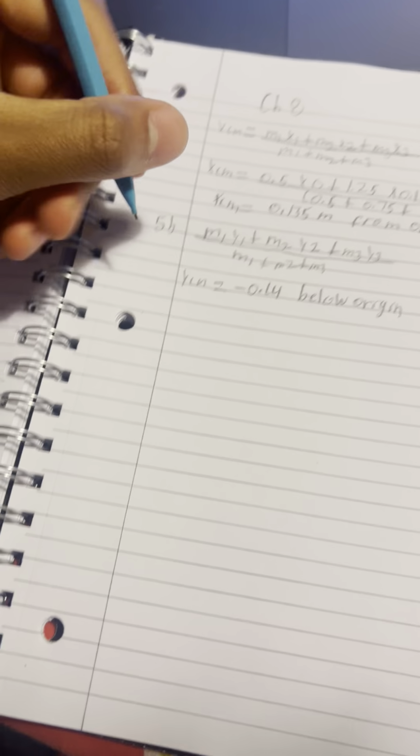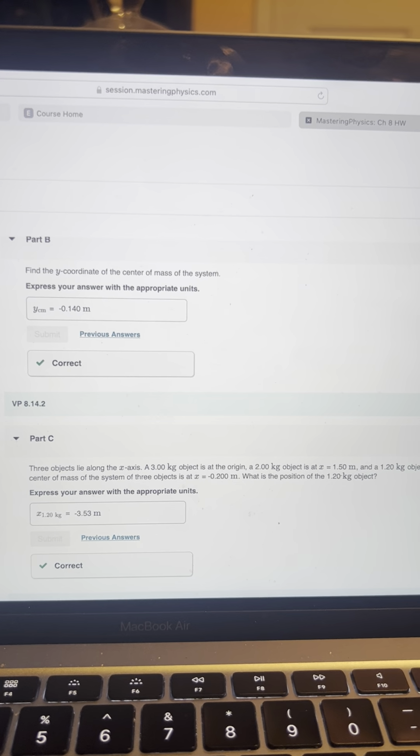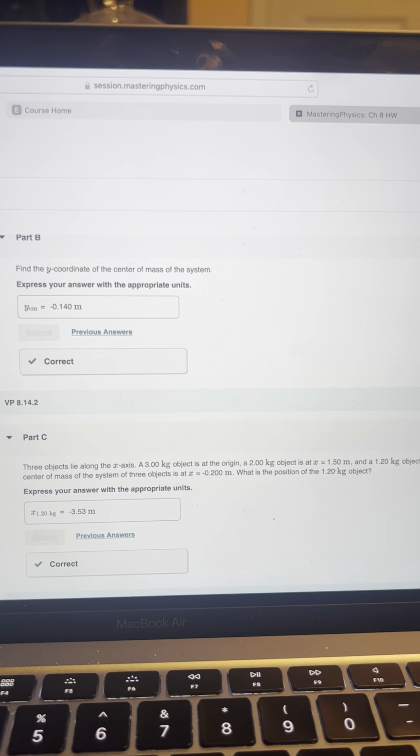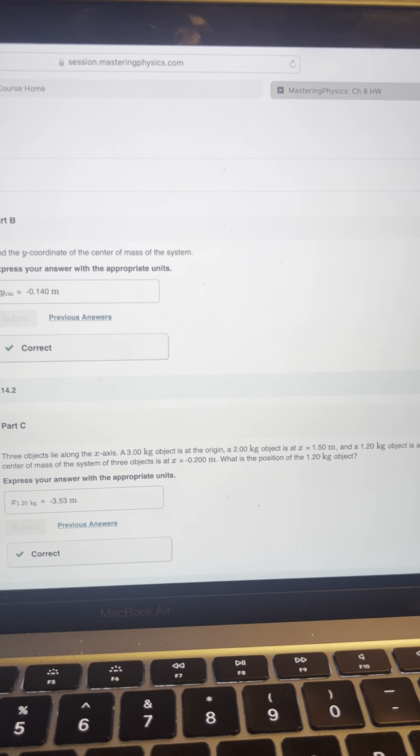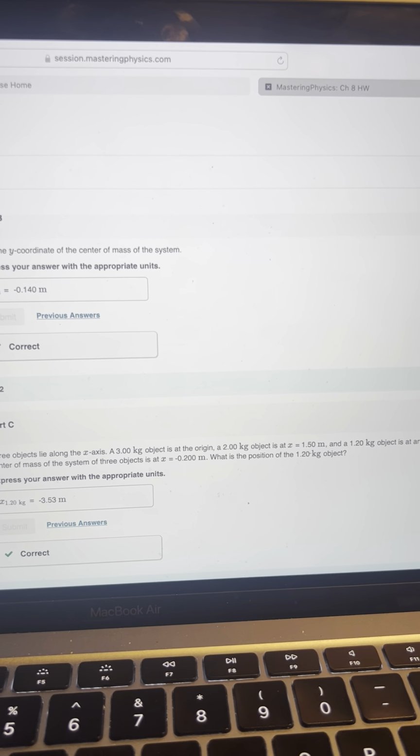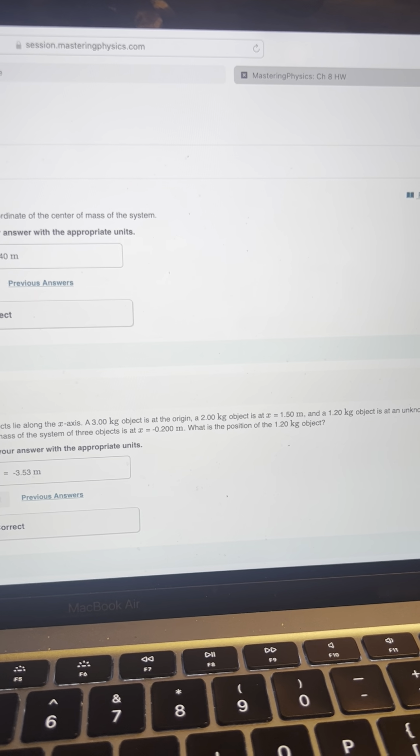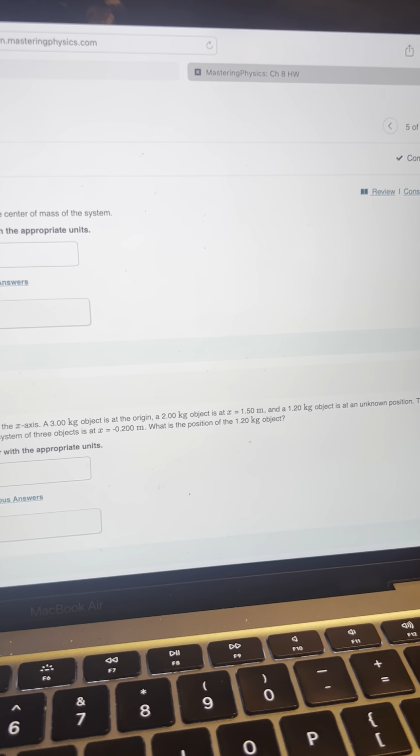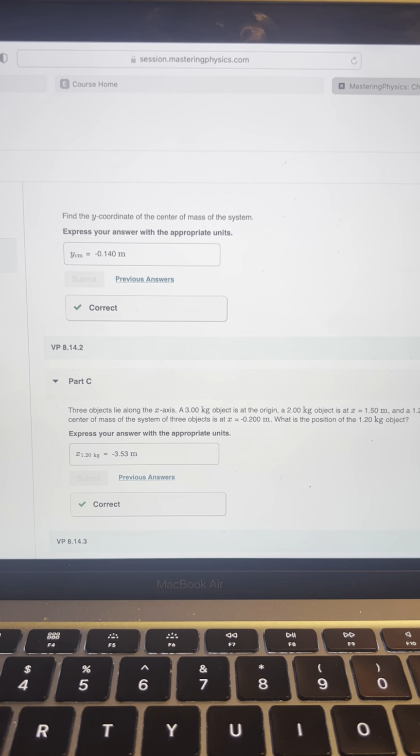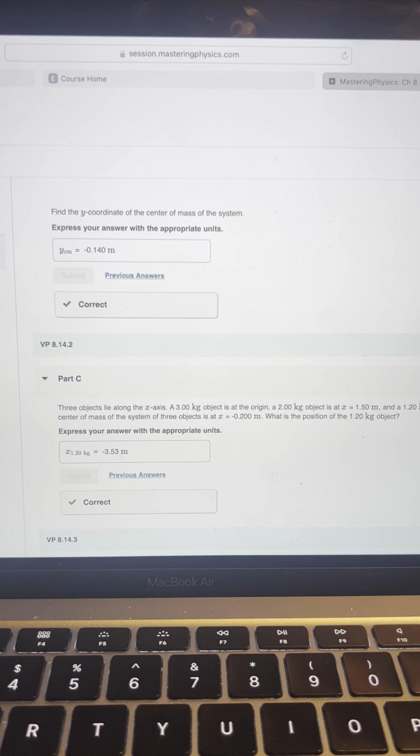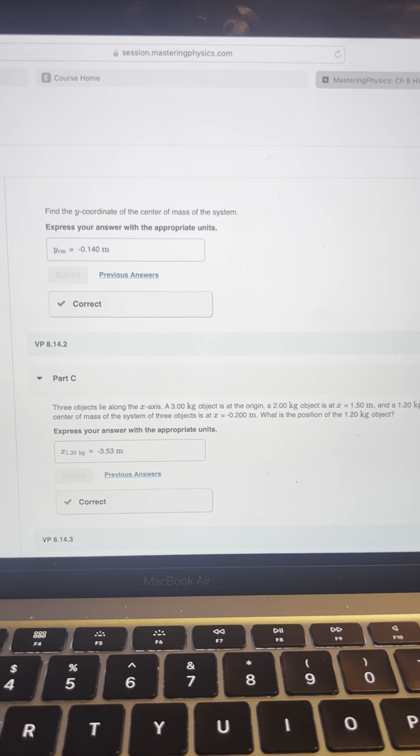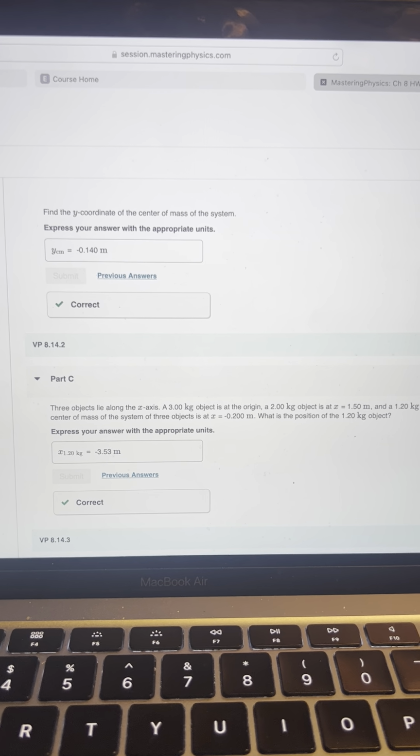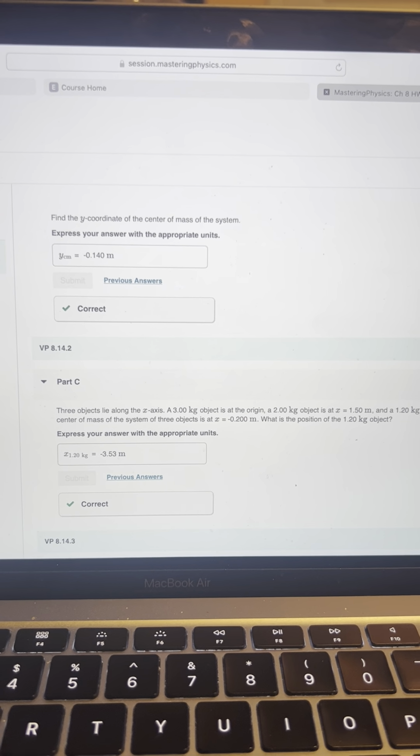And then for 5C, let me read it. It says 3 objects lie along the x-axis. A 3 kilogram object is at origin. A 2 kilogram object is at x equals 1.5 meters, and a 1.2 kilogram object is at an unknown position. The center of mass of the system of 3 objects is at x equals negative 0.2 meters. What is the position of the 1.20 kilogram object?